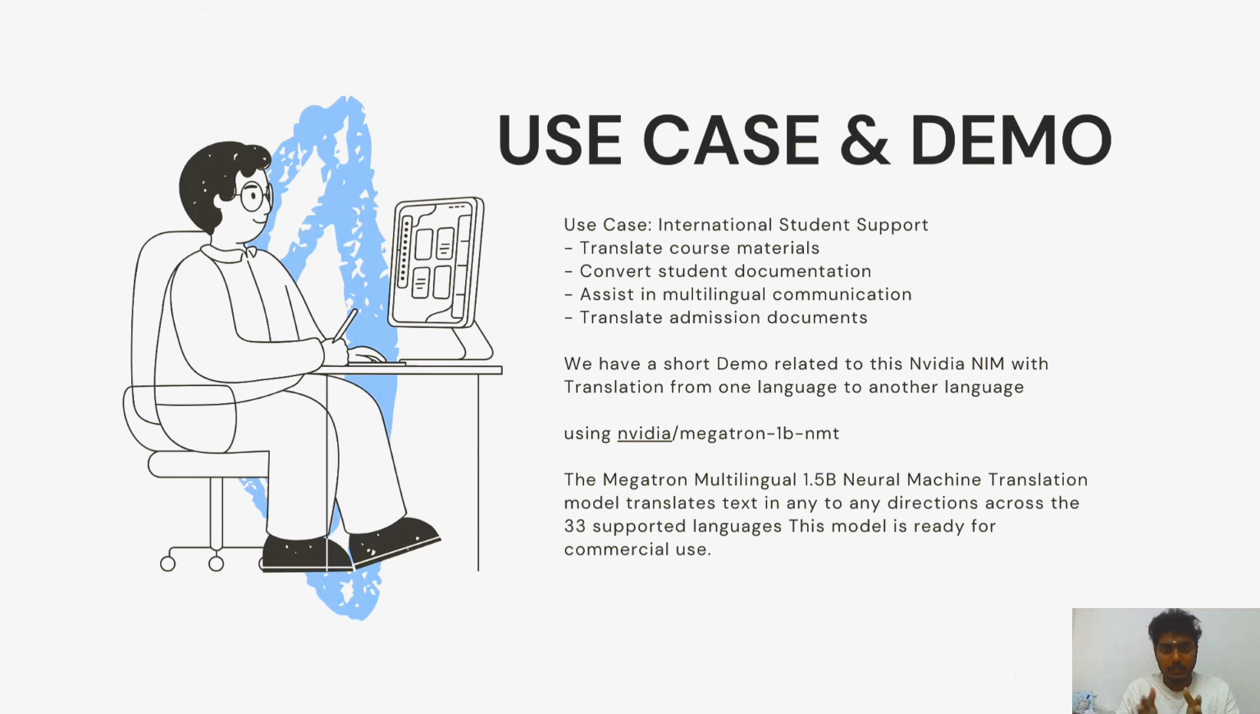Which is very fast. When we go with other LLM models, we give an input text and wait for the output text, and it takes around 5 to 10 seconds or more to generate a translation from one language to another. But Nvidia NIM gives that in real time, which is much faster than many other things currently available in the market.